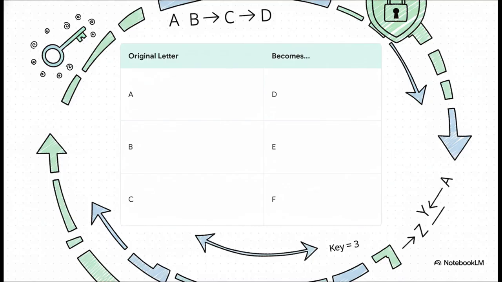Here, the key is just a number. So if the key is 3, you just shift every letter 3 spots down the alphabet. As you can see in the table, A becomes D, B becomes E, C becomes F, and you just keep going. You're swapping each letter for another one based on a simple secret rule.